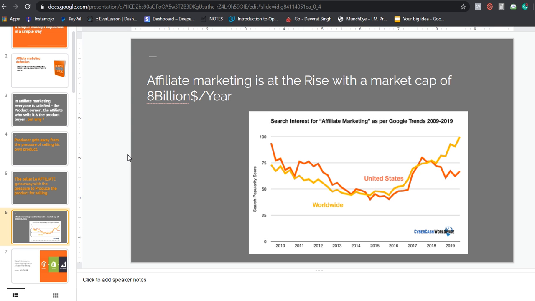So affiliate marketing has risen with a market cap of $8 billion per year. As you can see on the screen, here is the Google Trends chart for the term affiliate marketing. From 2011 to 2016, it was pretty down. But from 2017 and again from 2018, it's rising slowly. So we can guess what the future assumptions would be.